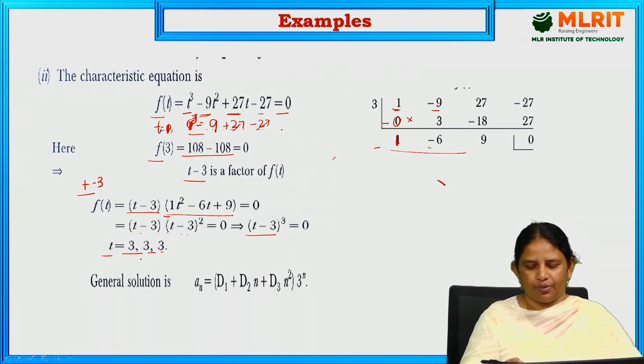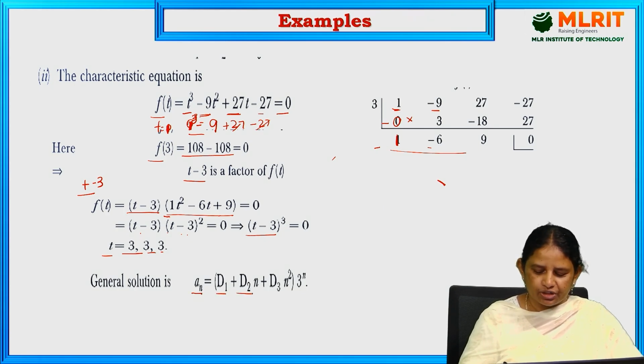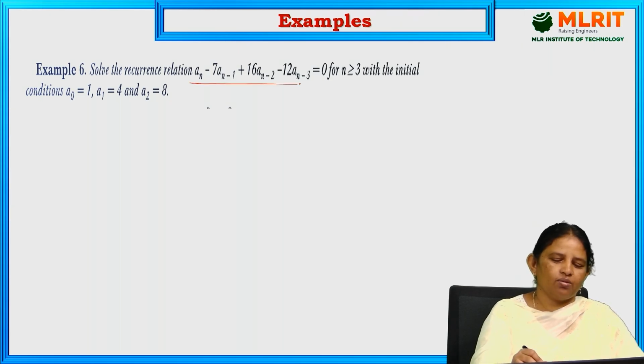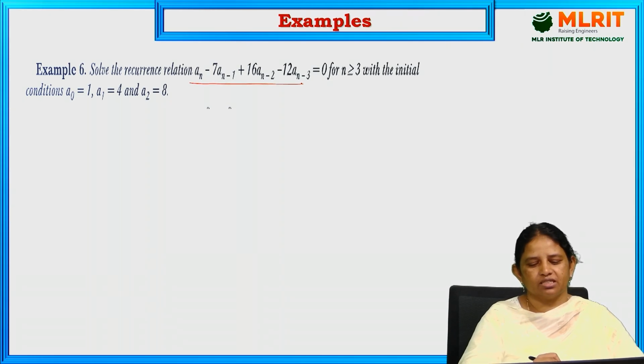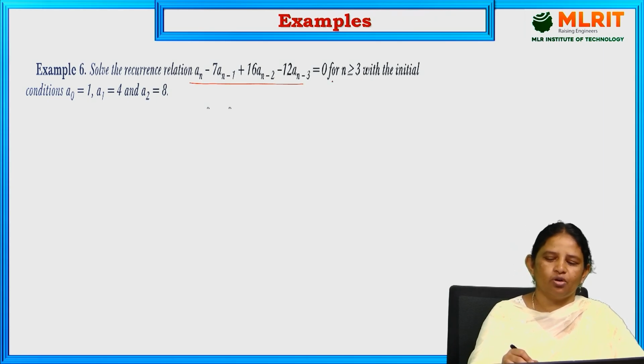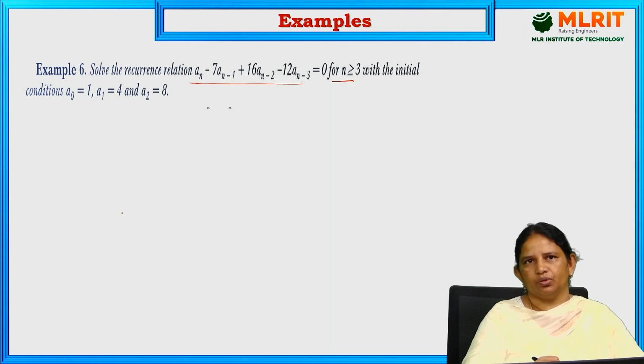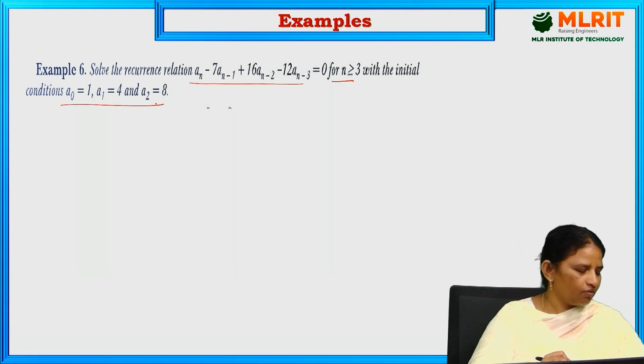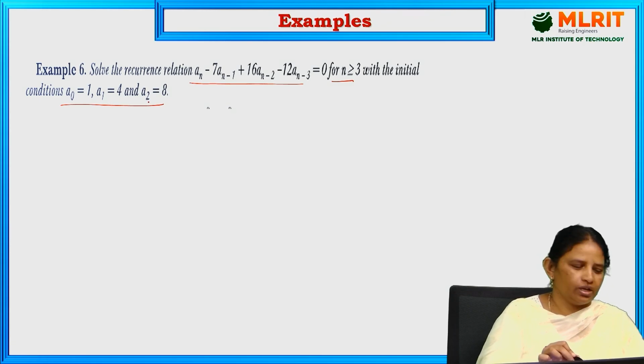The roots are repeated. What is the solution of the recurrence relation? a n equal to d1 plus d2 n plus d3 n square into 3 power n is the solution for the recurrence relation. Now consider one more example for the characteristic roots. Solve the recurrence relation a n minus 7 a n minus 1 plus 16 a n minus 2 minus 12 a n minus 3 equal to 0 for n greater than or equal to 3. And also some initial conditions are given: a0 equal to 1, a1 equal to 4, a2 equal to 8.